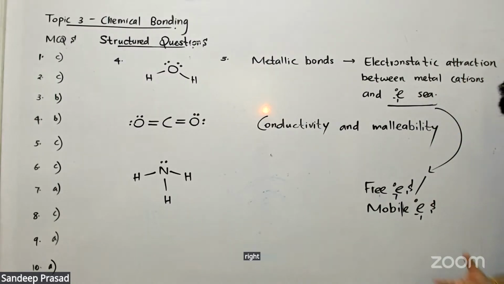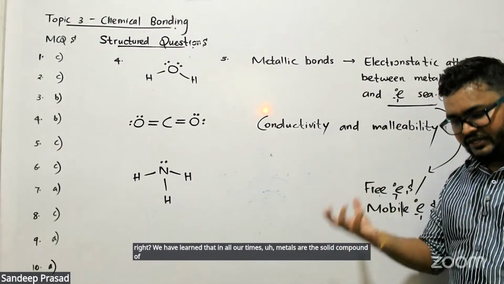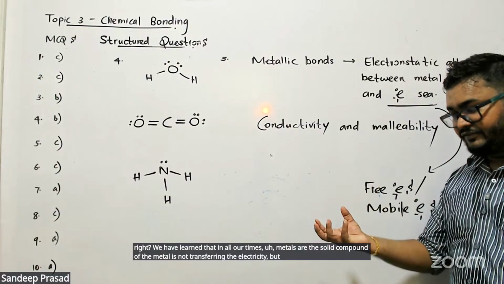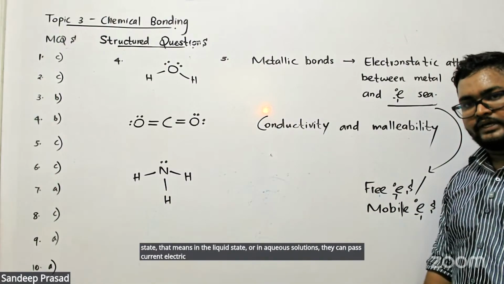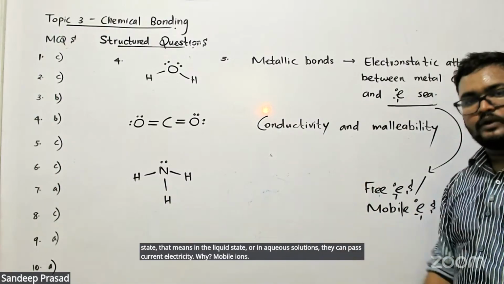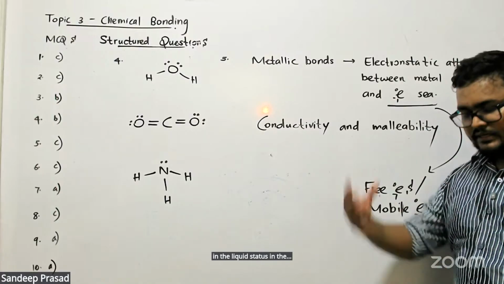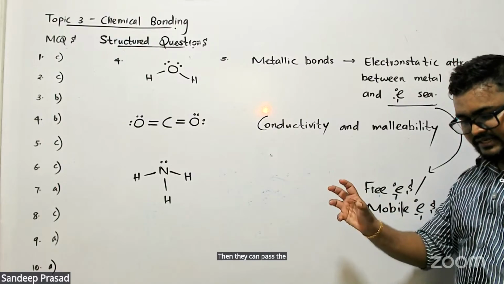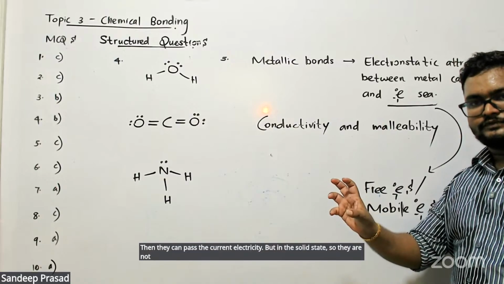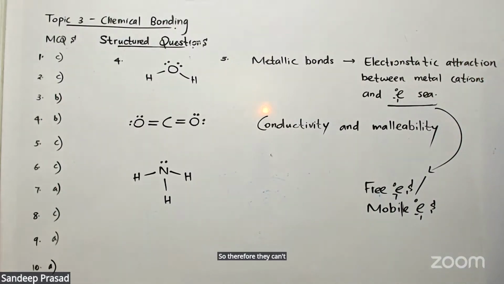Right? We have learned that in all our times. The solid compound of the metal is not transferring the electricity, but when it is in the fused state, that means in the liquid state or in aqueous solutions, they can pass current electricity. Why? Mobile ions, they are separated into ions in the liquid state or in the aqueous state. Then they can pass the current electricity, but in the solid state, they are not free to move, right? They are stationary. So therefore, they can't pass the current electricity. That is the specialty of metallic bonds.